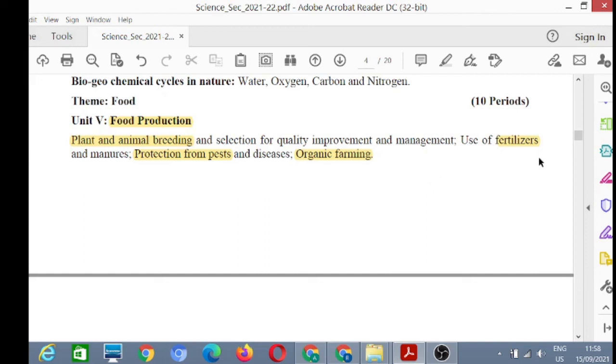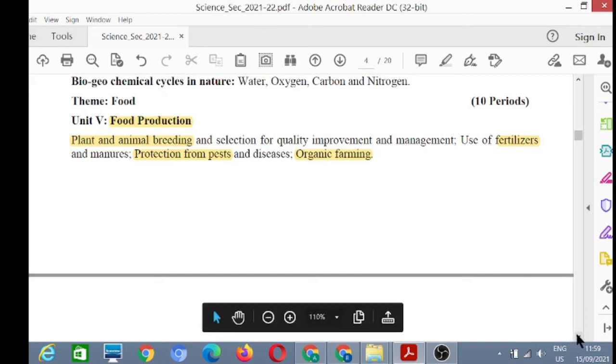Then use of fertilizers. Fertilizers increase the production of crops. And then manures. Then protection from the pests. For protection from the pests, we use pesticides. But pesticides are very harmful for human beings. So generally, now most stress is given to organic farming. Organic farming doesn't have any pesticides or uses organic pesticides. For example, neem. So this is a very important topic, organic farming.